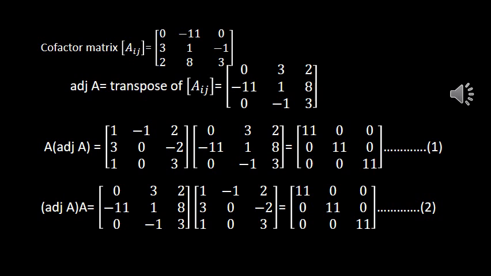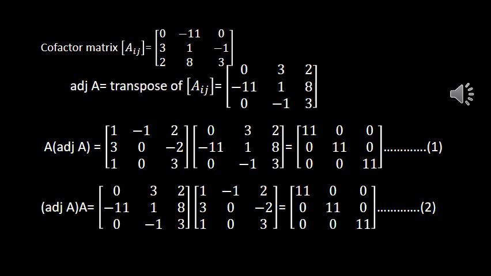[0, 3, 2] multiplied by [1, 3, 1]. That is 0 into 1 plus 3 into 3 plus 2 into 1. That is 11. Then [0, 3, 2] multiplied by [-1, 0, 0]. You'll be getting 0 into -1 plus 3 into 0 plus 2 into 0. Product is 0. Similarly, [0, 3, 2] multiplied by [2, -2, 3]. That is 0 minus 6 plus 6, again 0.